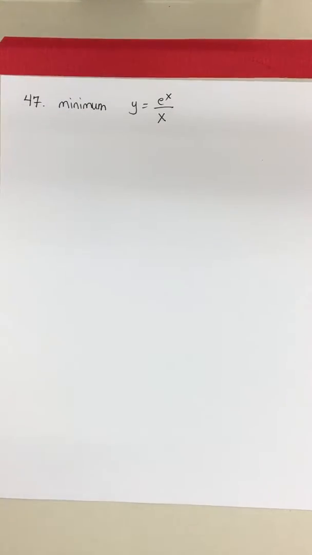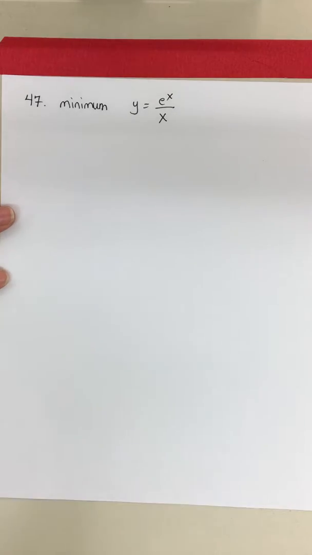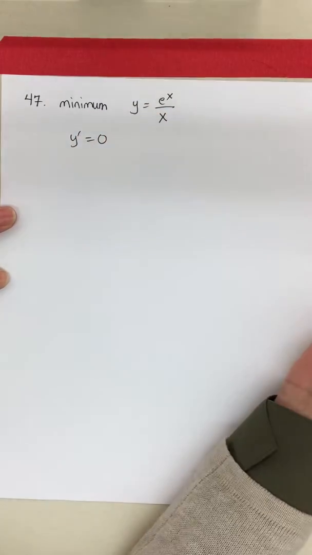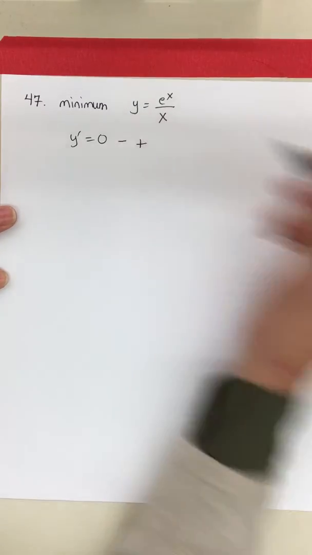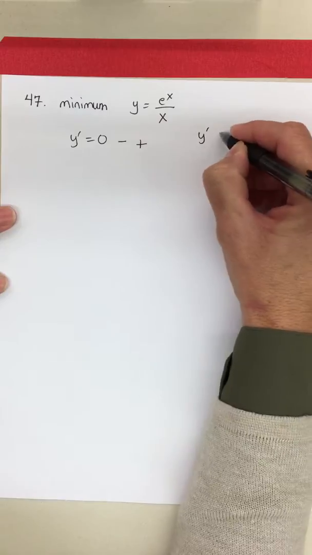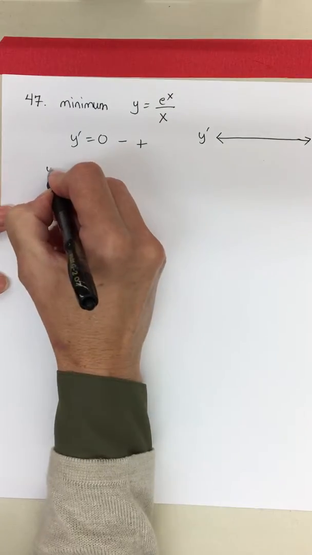47 asks for the minimum of this. So just to get your thoughts straight, you should be looking for where the derivative is 0 and changes from negative to positive. So what I'm going to do is a first derivative sign chart. That's my goal right now. So first, let's find that first derivative.